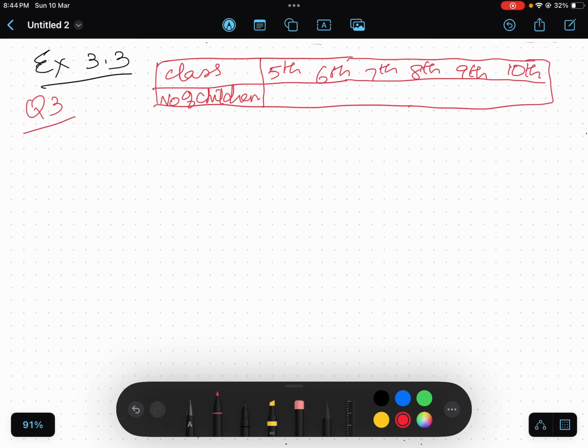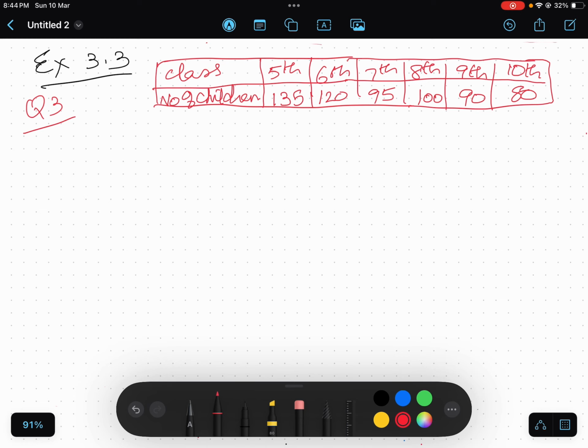So how many children were there in each grade? 135, 120, 95, 100, 90, 80. So the least number of children were in grade 10, and the maximum number of children were in 5th grade. So as they proceeded, some are leaving the school and going. Okay, that is anyway not our headache.